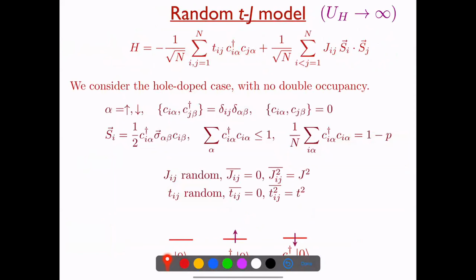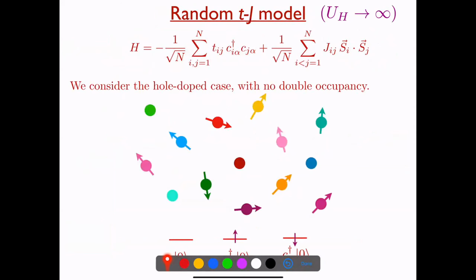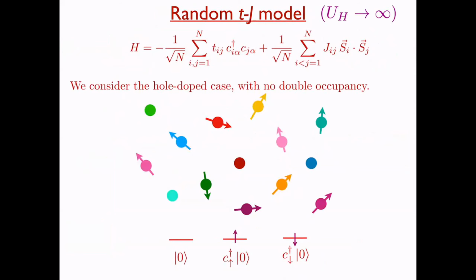I've sent U sub h to infinity, but I have a constraint that the number of electrons on each site must be less than or equal to 1. So here's a pictorial representation. There are 3 possible states on each site: empty, up, or down. The spins can point in any direction, and these empty sites can move around. And we want to solve this in the limit where Tij and Jij are random variables. It turns out you can make quite an amount of progress in solving this problem and even get some exact results.